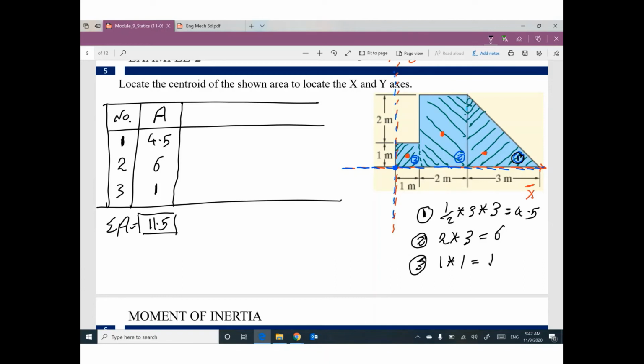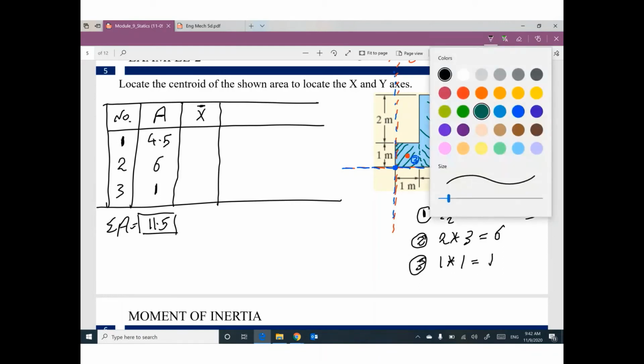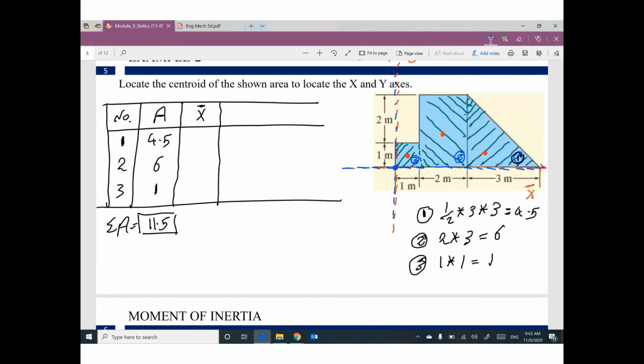Third column, x bar. Guys, can you tell me what is the horizontal distance? Because x is horizontal. That makes sense? You are looking for distance x. Distance x means horizontal distance. So can you tell me what is the horizontal distance between this centroid and your assumed reference? What is the horizontal distance? Anybody can tell me? I need a number.